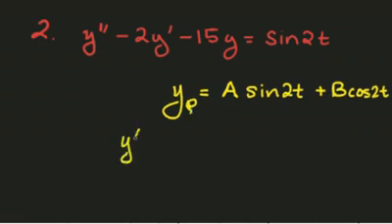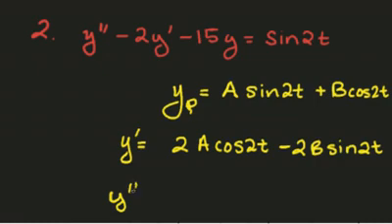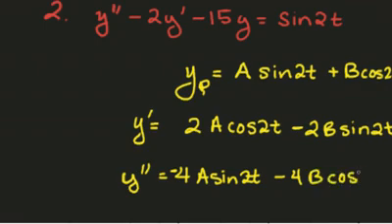So y prime is then going to be 2a cosine 2t plus, oops, sorry, that's going to be a minus sign because the derivative of cosine is a minus sign. So minus 2b sine 2t, because of the trigonometric chain rule. And then the second derivative is going to be negative 4a sine 2t, and then negative 4b cosine 2t.